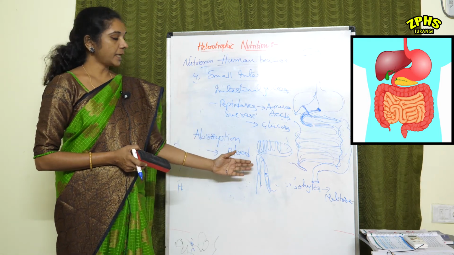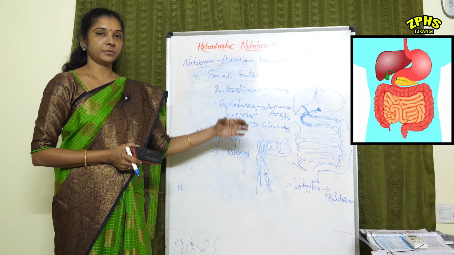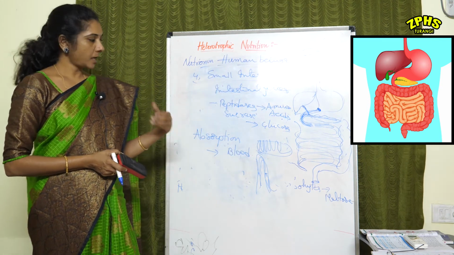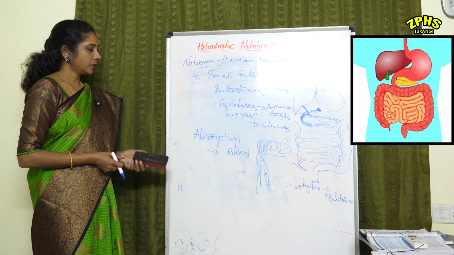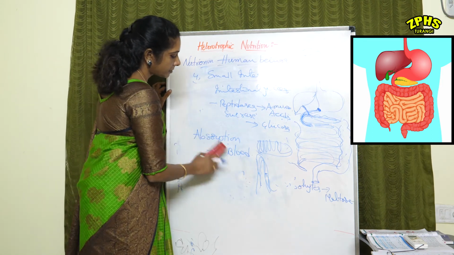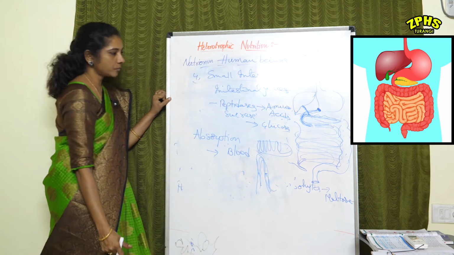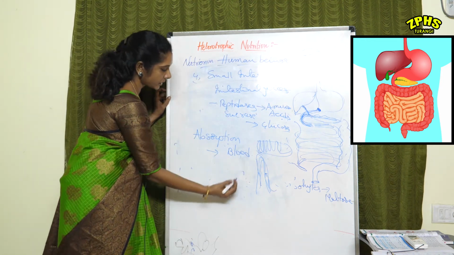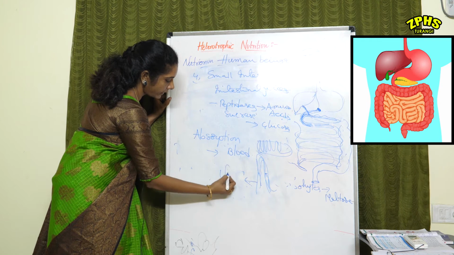Now the blood carries that digested food to the different parts of our body, ultimately to the cells for getting energy. So this is absorption. The absorption takes place in the small intestine in the finger-like structures. These are called villi.